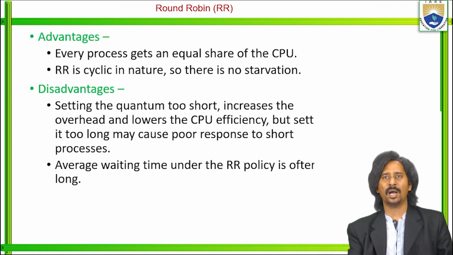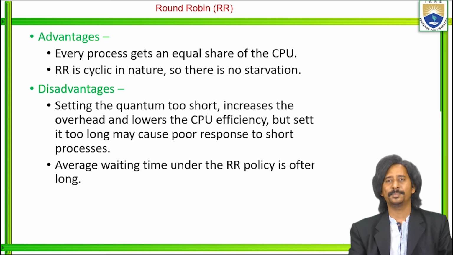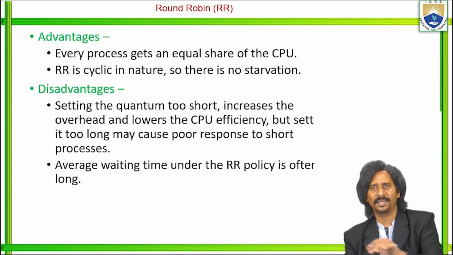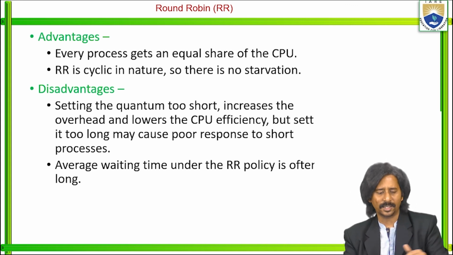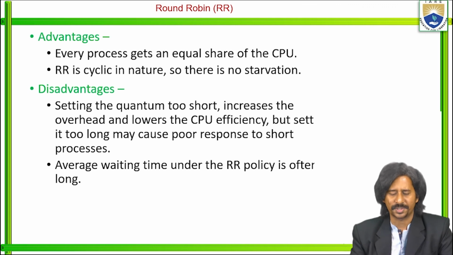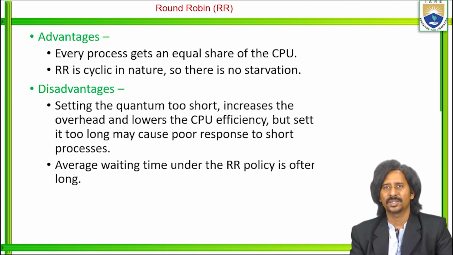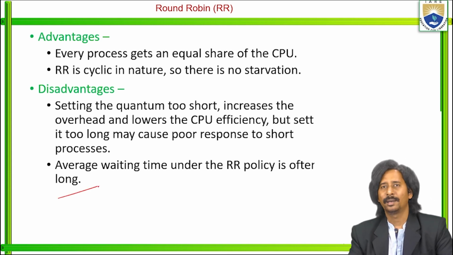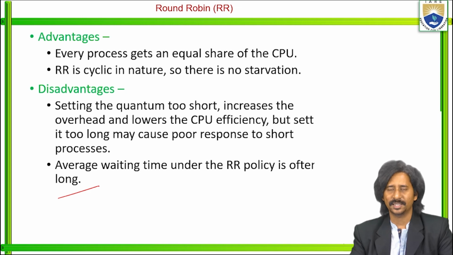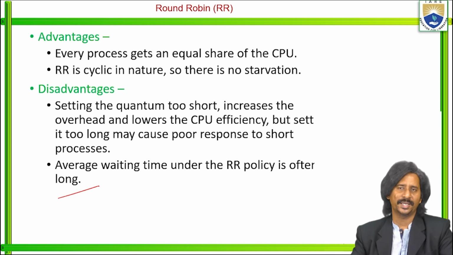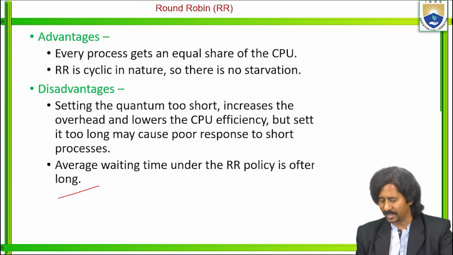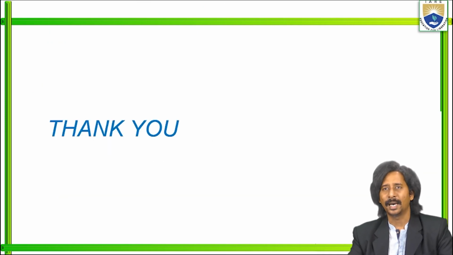But setting it too long, such as 20 or 30 milliseconds, may cause poor response time for short processes. The average waiting time under round robin is often quite long compared to the remaining algorithms. But one advantage is that each process gets an equal share of the CPU, so there is no starvation with the round robin scheduling algorithm.